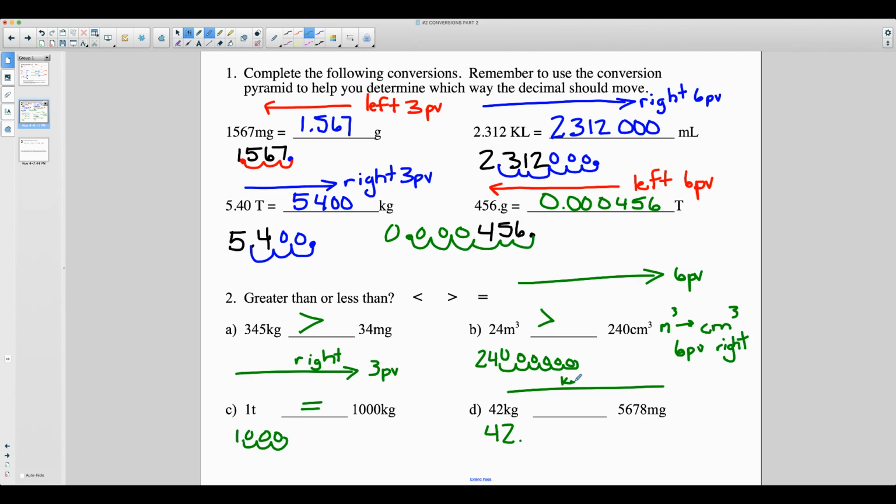Okay, so if I put 42 here for 42 kilograms, and I know kilograms to milligrams is 6 place values to the right. So 1, 2, 3, 4, 5, 6, which, believe it or not, gives us 42 million milligrams. So obviously the kilograms is the larger value. And remember, the mouth always opens to the larger value when you're doing things like this.